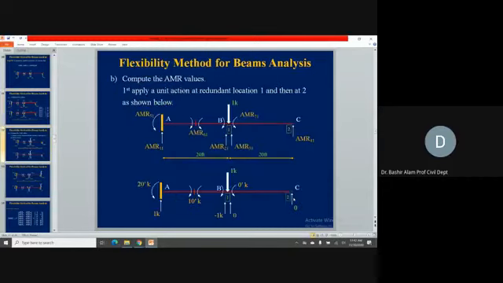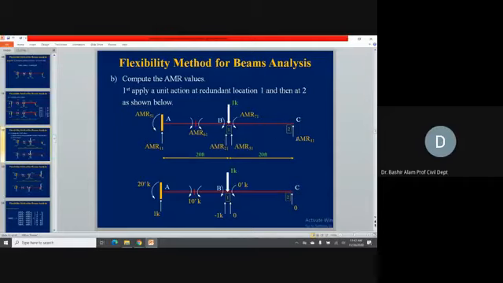Next, we need to find the AMR, and in AMR, the first column we need to construct. So, compute the AMR values. How will those be computed? First, apply a unit action at redundant location 1 and then at redundant location 2, as shown below. Redundant location 1, this was the B location, in the same direction, 1 kip. If we analyze this determinate structure, the values corresponding to the AM will become the AMR values.